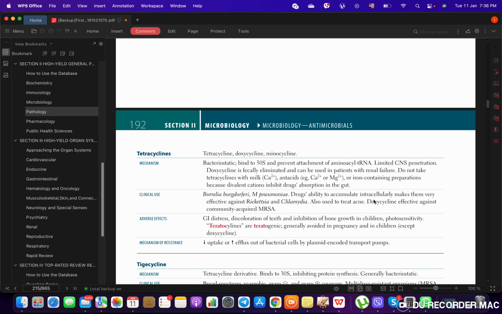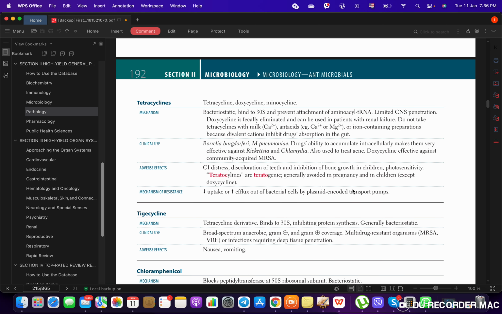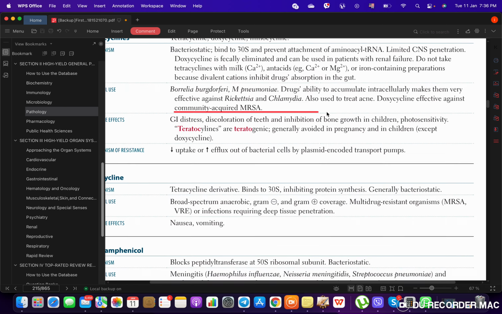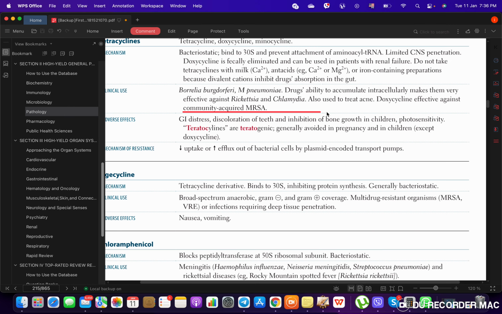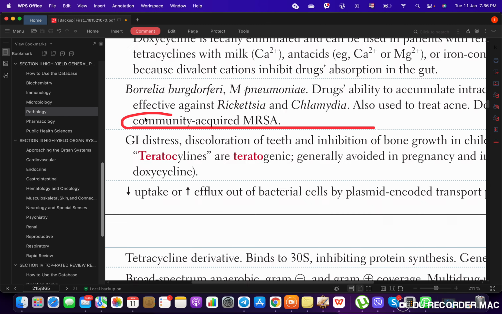So the drug's ability to accumulate intracellularly, we said it works in intracellular organisms, and it's used to treat acne. Doxycycline is effective against community-acquired MRSA, not hospital-acquired MRSA. Be really careful about this. Let me tell it again. It's working against community-acquired MRSA, not hospital-acquired MRSA.